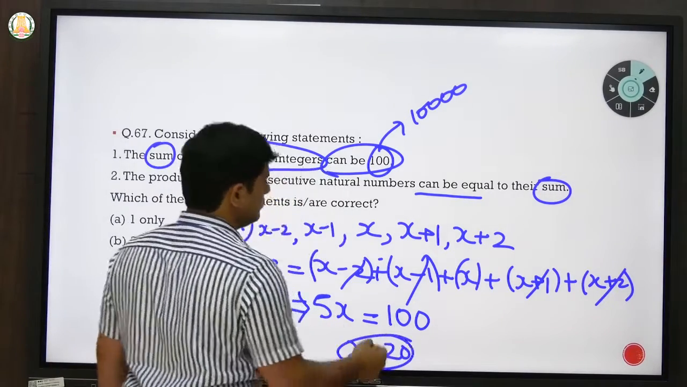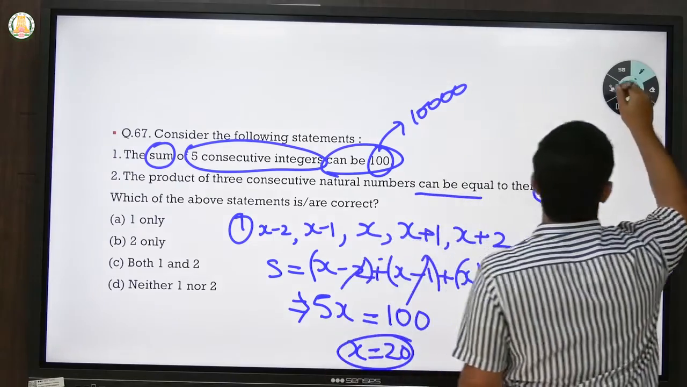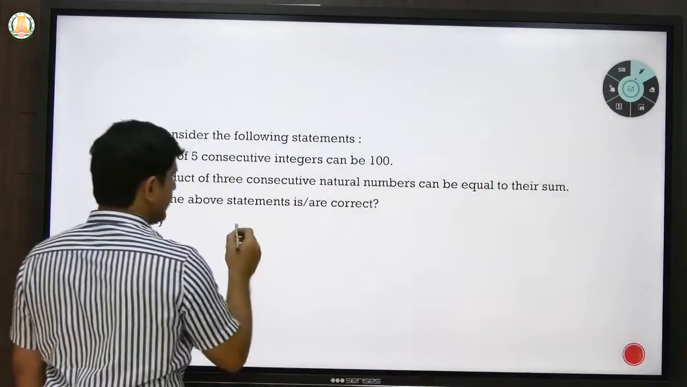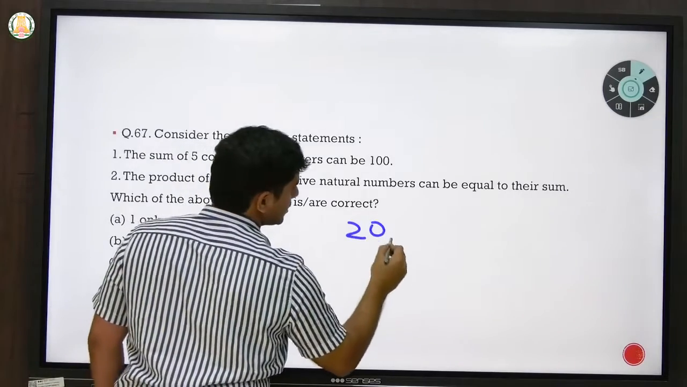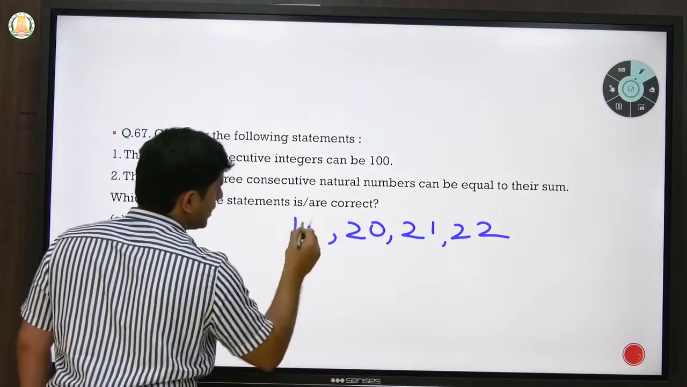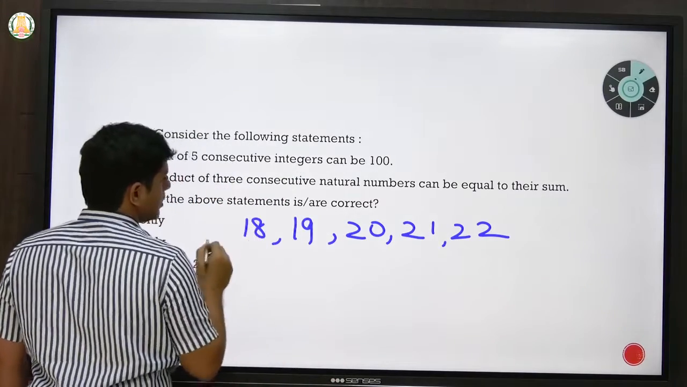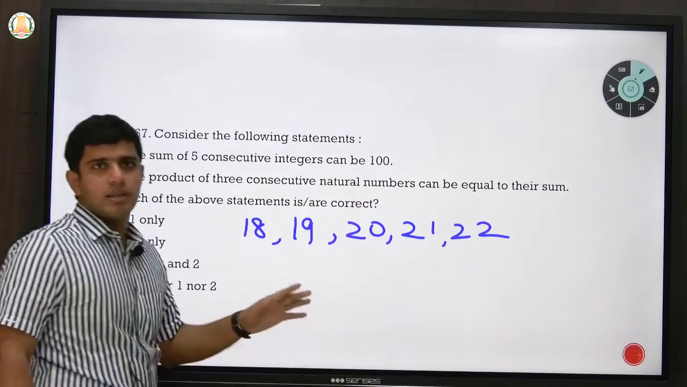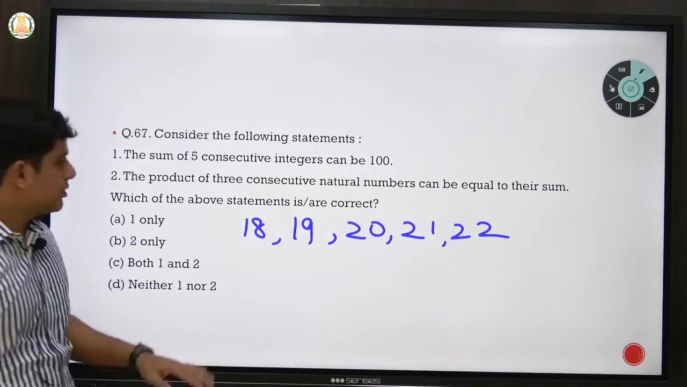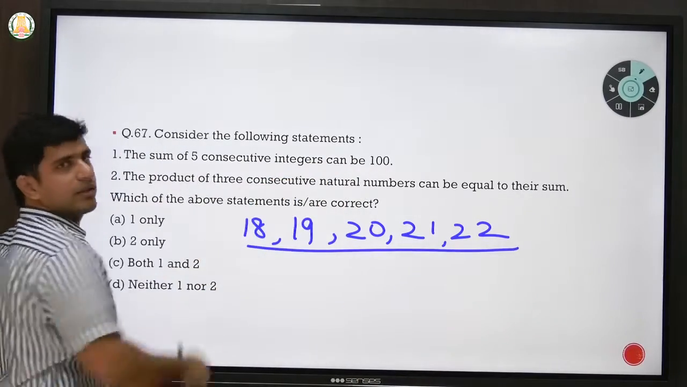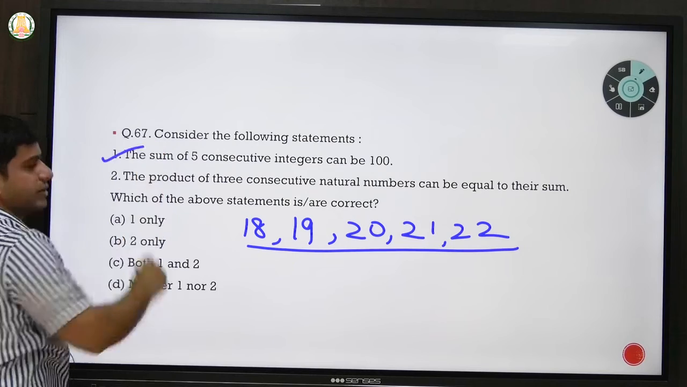So what will be your numbers then? You know x is 20, so this will be 21. This will be 22. Here it will be 19. And here it will be 18. So if you add all these 5 numbers, the answer will be 100. So you are actually getting 5 consecutive integers whose sum can be 100. So this is a correct statement.